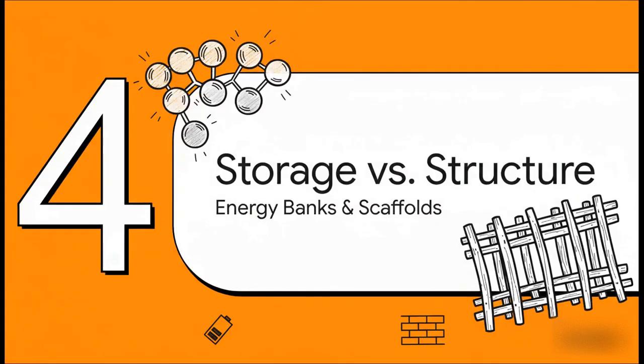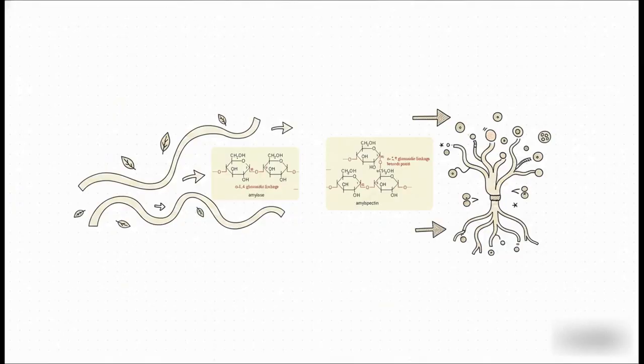Now, for the rest of this explainer, we're going to focus in on the homopolysaccharides because they have 2 major, and I mean really different jobs in nature, either storing energy for later or providing tough, rigid structural support. So let's start with the plant world's primary energy bank, starch. Starch is actually a mix of 2 different glucose polymers.